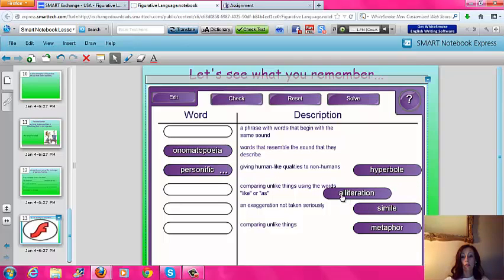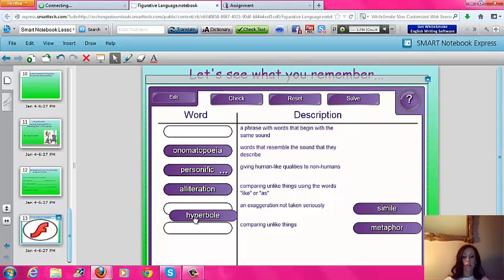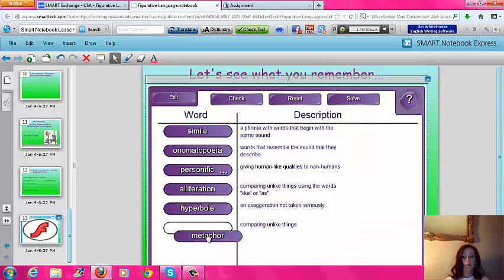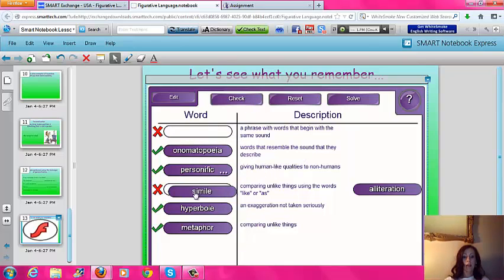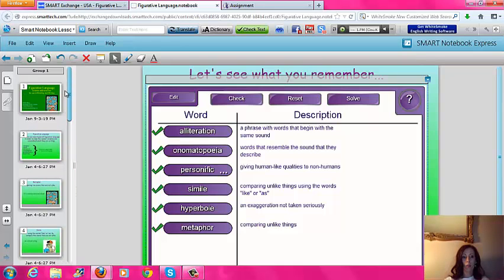Alliteration. Let's say, for example, I placed this in the wrong spot. Alliteration would be comparing unlike things using like or as. Hyperbole is an exaggeration. Simile is comparing, and metaphor, comparing unlike things. So now I'm going to check it, and it shows me which two I have wrong. So I know automatically that I need to switch these two. And talk about misconceptions when you do this. Always follow up with your Smart Notebook lessons.